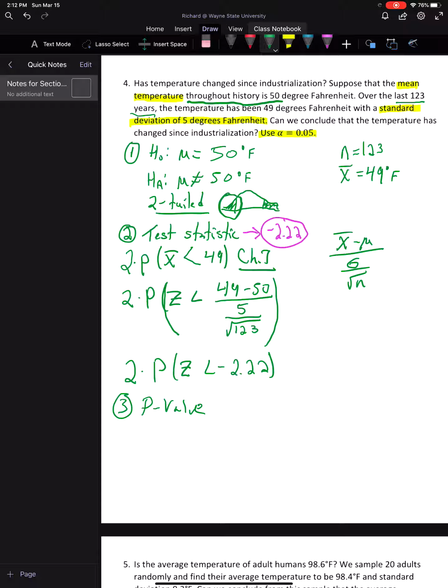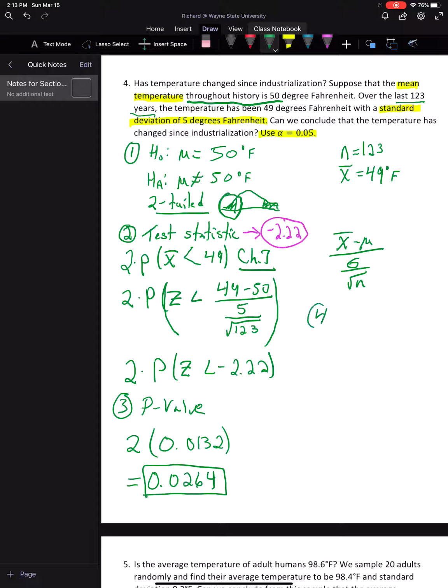Okay, so to get the p-value, we have to go to the normal distribution table. And so you should be looking up negative 2.22 on your normal distribution table. So you might want to pause the video and take a look at that and then come back. Okay, and what you should have is 0.0132, and this gives us 0.0264, and again, that is your p-value.